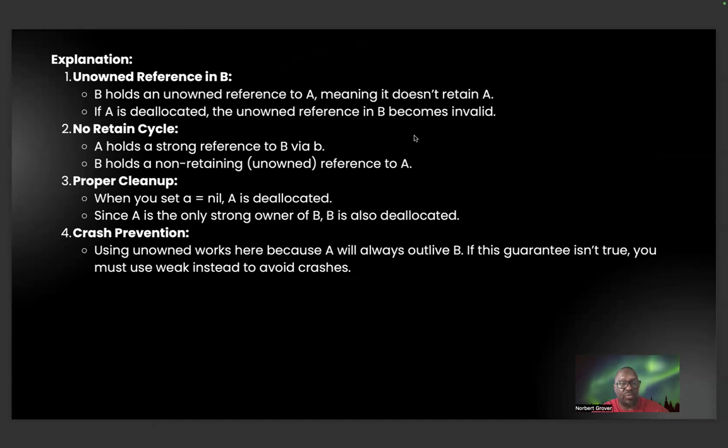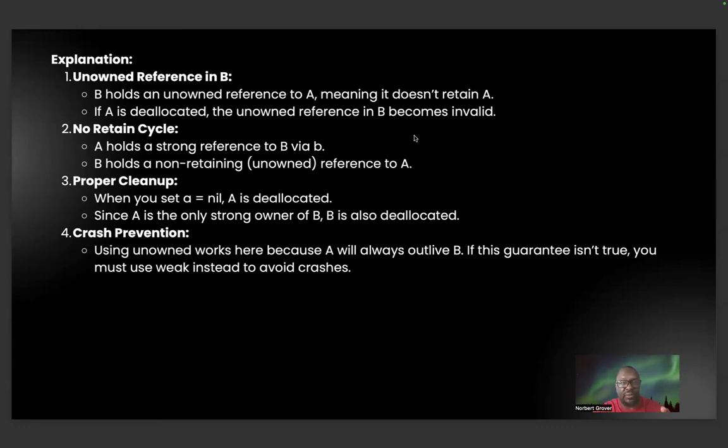Proper cleanup: when you set A equal to nil, A is deallocated. Since A is the only strong owner of B, B is deallocated. Using unowned works here because A will always outlive B. If this guarantee isn't true, you must use weak instead to avoid crashes.